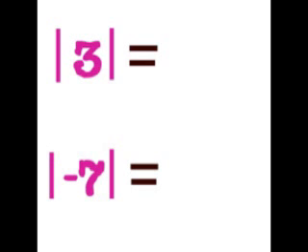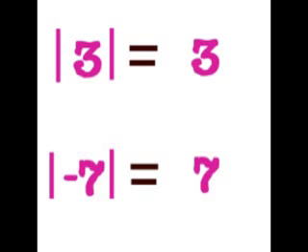Determining absolute value is just like determining distance. Knowing that, we can answer this question. The absolute value of 3 and the absolute value of -7, what do they equal? I hope you answered positive 3 for the absolute value of 3 and positive 7 for the absolute value of -7. The answer to your absolute value problems will always be positive because it is distance. Please keep that in mind.